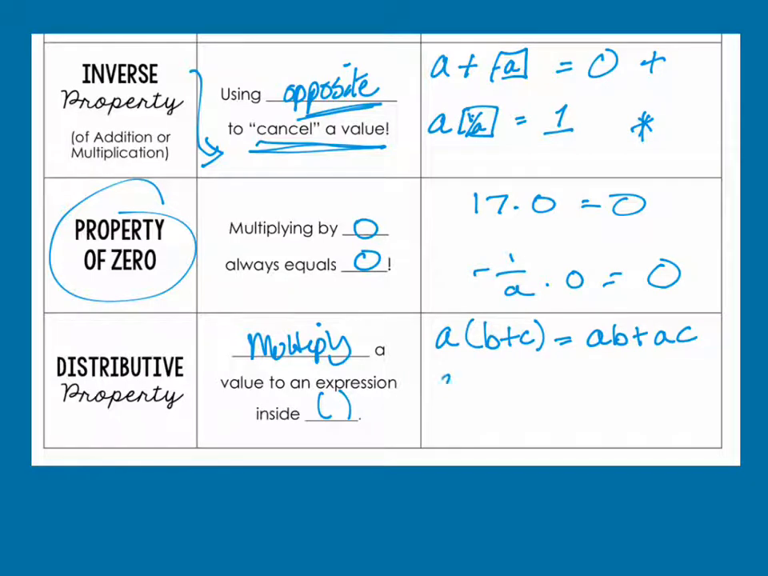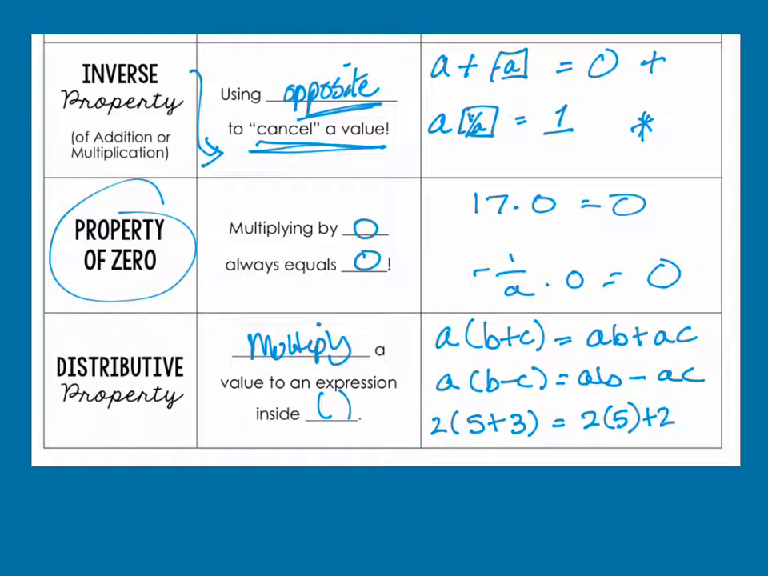Also in subtraction, if you had a(b − c), it is ab − ac. So that's the distributive property. Let's put numbers in it. 2 times (5 + 3) is equal to 2 times 5 plus 2 times 3. Now, sometimes it's easier to just add 5 plus 3 and then multiply. That would be 8, and 8 times 2 is 16, or 10 plus 6.